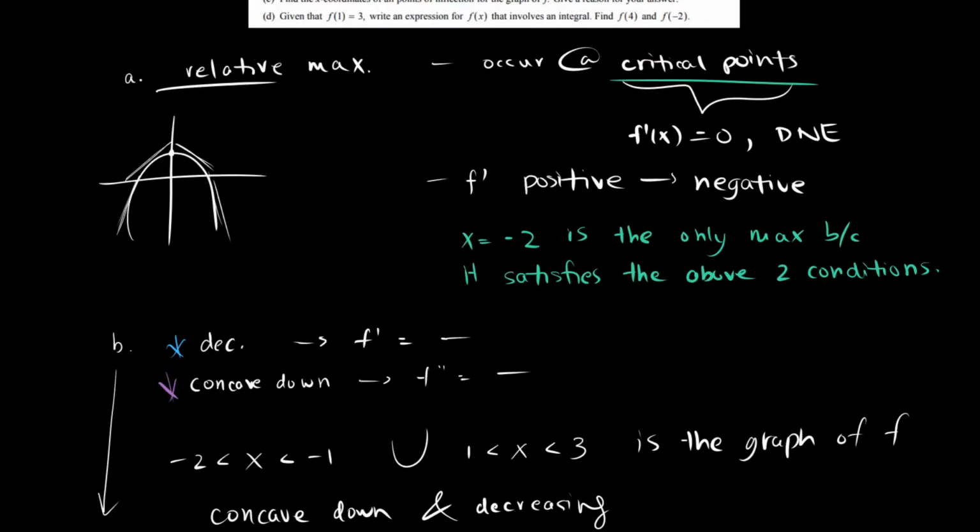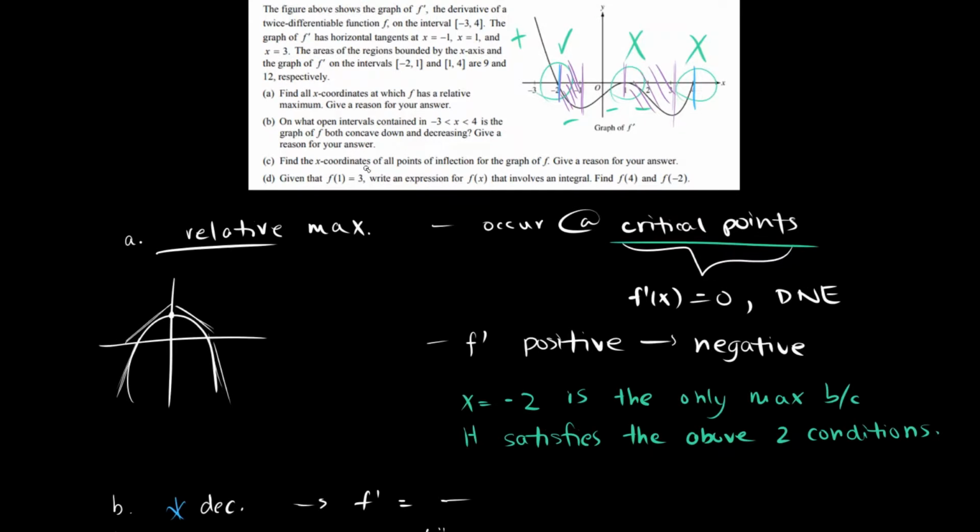Now on to part C. Part C asks, find the x-coordinates of all points of inflection for the graph of f. Give a reason for your answer. So points of inflection are when the second derivative of a function changes signs. So to go from negative to a positive second derivative, we know that the second derivative has to cross 0. So let's take a look at all of the places where the second derivative is 0. That is, the horizontal tangents of f prime.